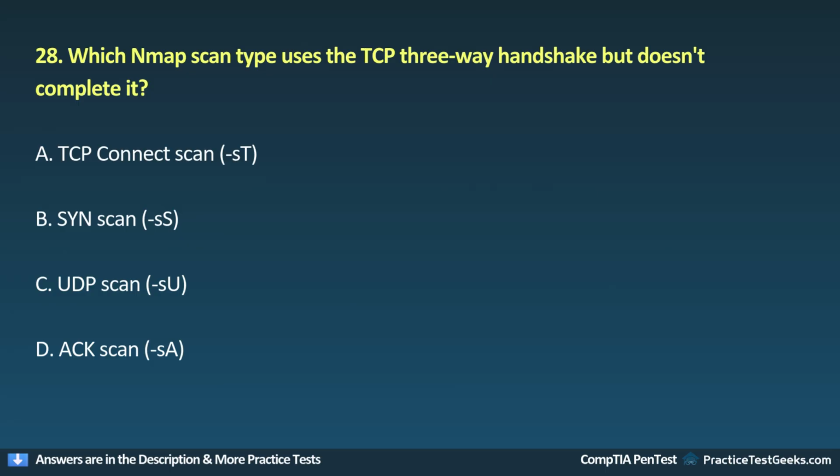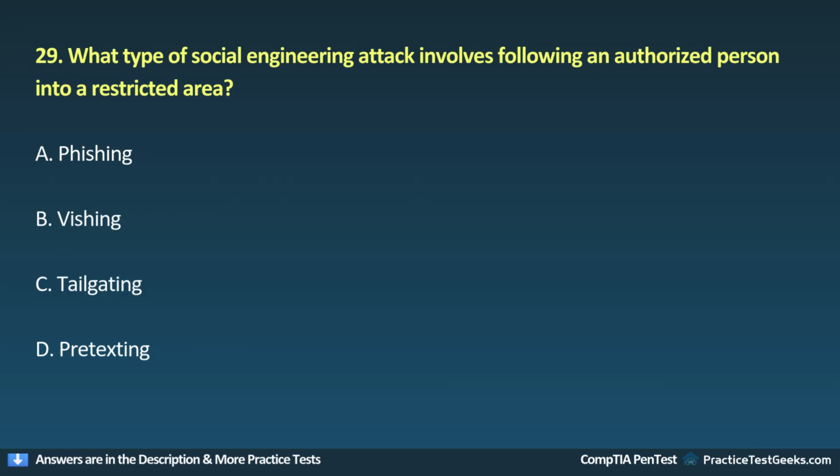28. Which Nmap scan type uses the TCP three-way handshake but doesn't complete it? A. TCP connect scan. B. SYN scan. C. UDP scan. D. FIN scan.